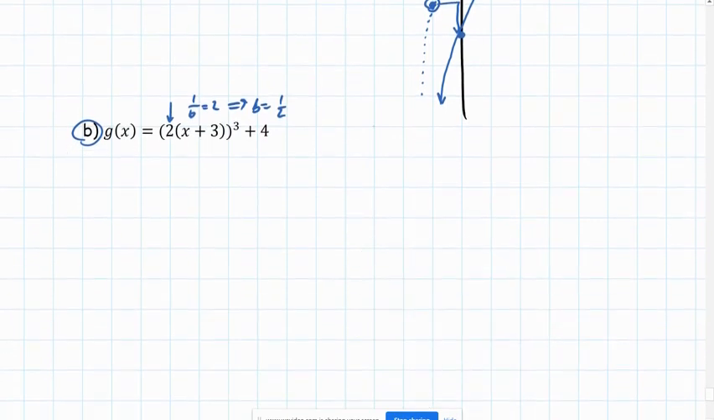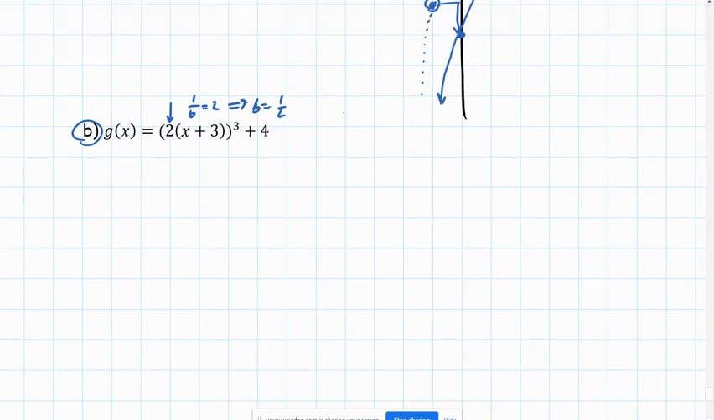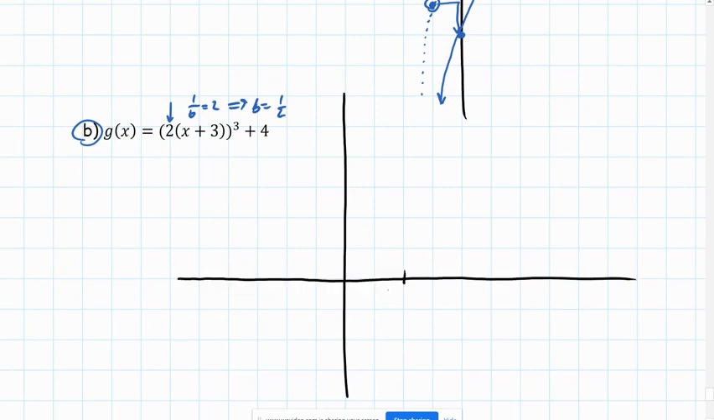Okay, so we'll start again with our parent graph. Now I'm going to scale it. I'll call this 1 and 1 and -1 and -1. So our parent graph would have 0, 0, 1, 1, -1, -1, and it would look like this. And now we're going to horizontally compress this graph by 1/2 because B is 1/2.